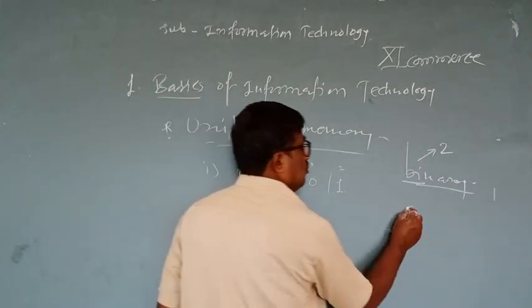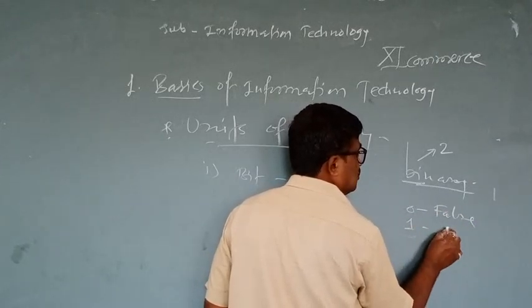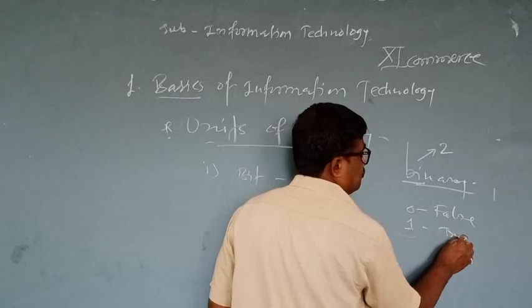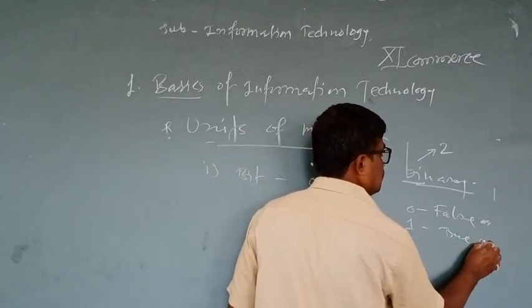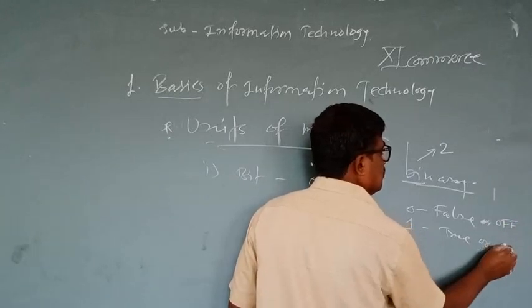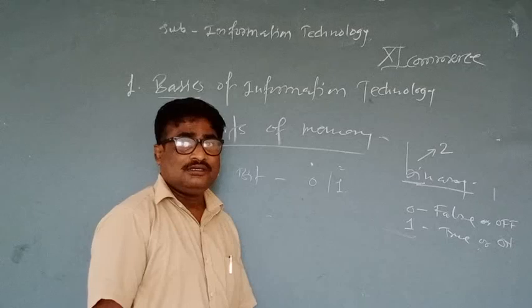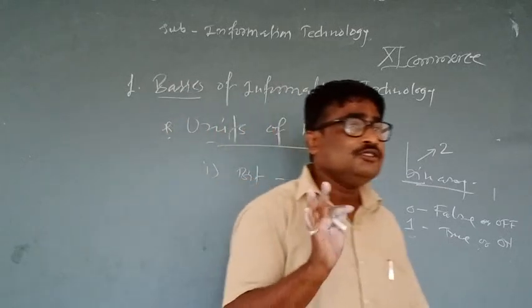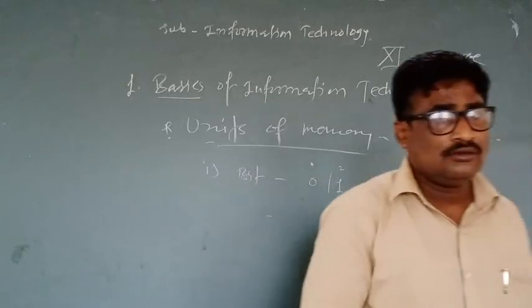Okay. 0, false; 1, true; or off state, on state. Okay. A bit is made up of 0 and 1 digits only. That is the binary, 0 or 1.